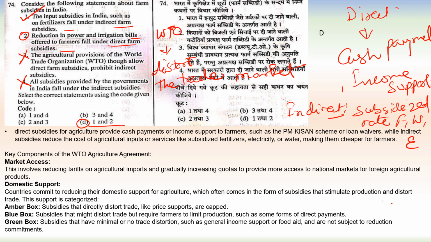So better to leave this kind of questions, but if you are sure that 3 and 4 are incorrect, only one option you are having, that is D. So go for the best option.